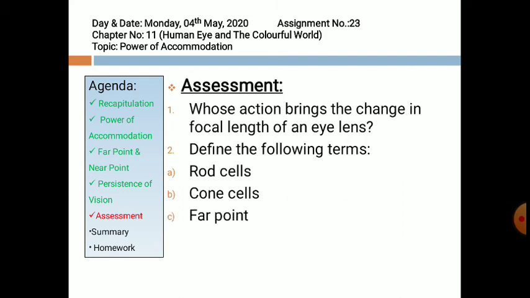Next is far point, the farthest distance from the eye at which a sharp image is formed on the retina without any strain. And the last one is near point, the minimum distance of an object from the eye at which a sharp and clear image is formed on the retina without any strain. I hope you have understood all the aspects of power of accommodation.